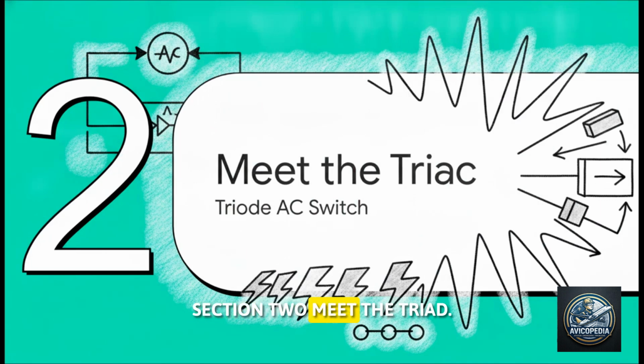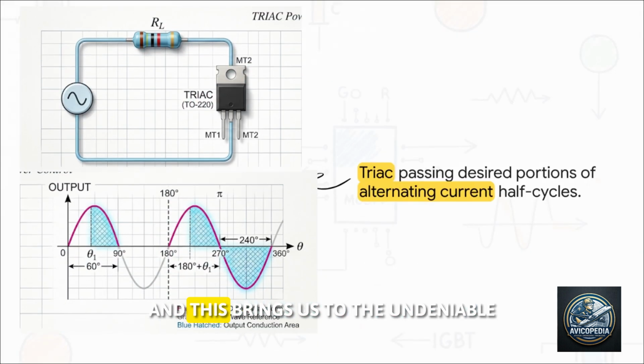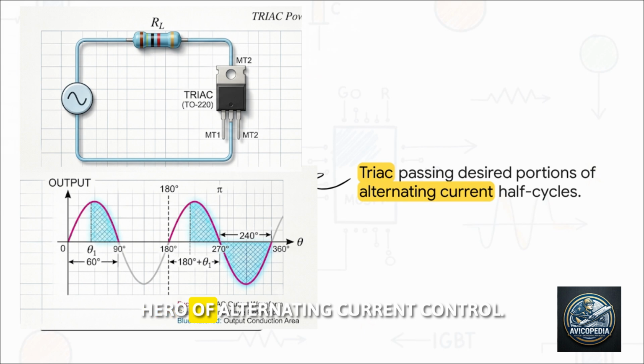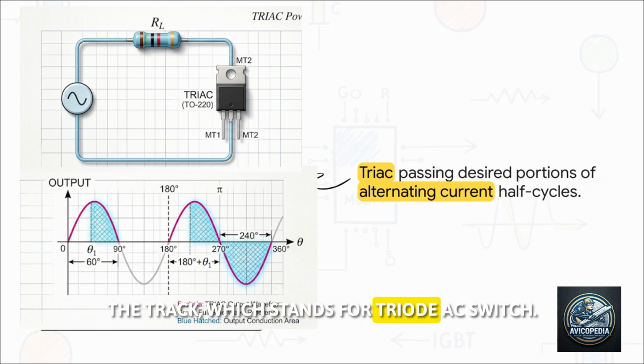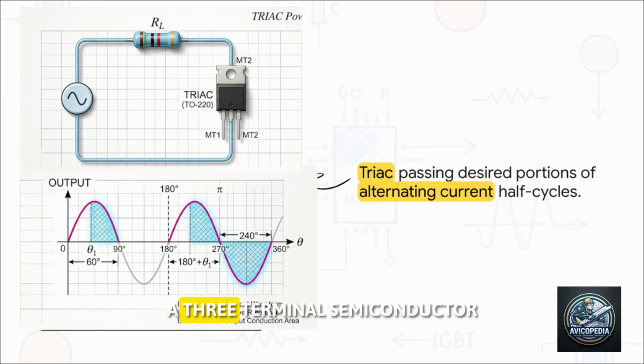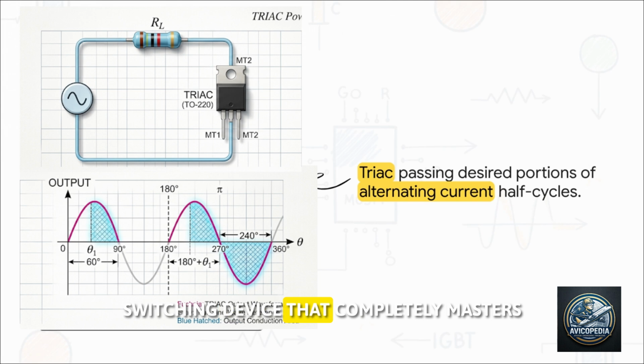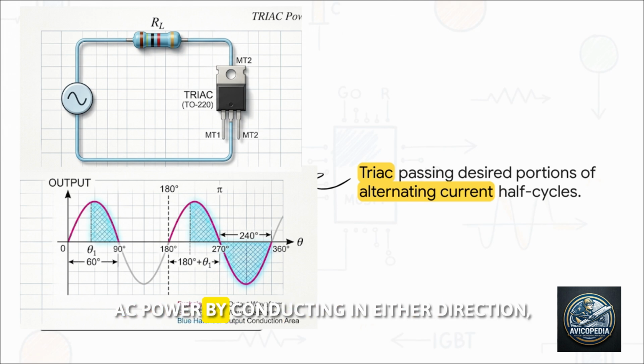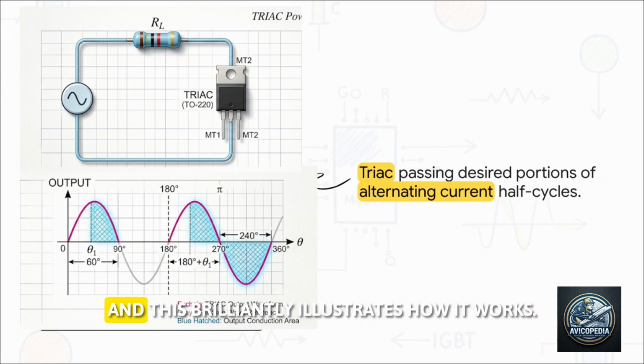Section 2, meet the TRIAC. And this brings us to the undeniable hero of alternating current control, the TRIAC, which stands for Triode AC Switch. It's a 3-terminal semiconductor switching device that completely masters AC power by conducting in either direction. And this brilliantly illustrates how it works.